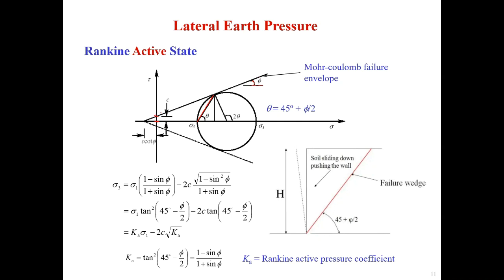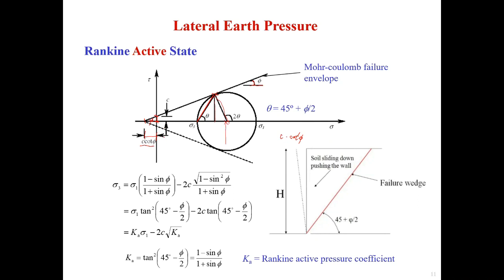So through the tangent point between this failure envelope and the Mohr circle, we can draw a vertical line and also a line to sigma 3 and a line to the center. So that's the center point of the Mohr circle. According to some geometry relationships, we are able to find some interesting relationships. So here, this is the phi angle. So obviously, this length, from here to here, that's c times cotangent phi.